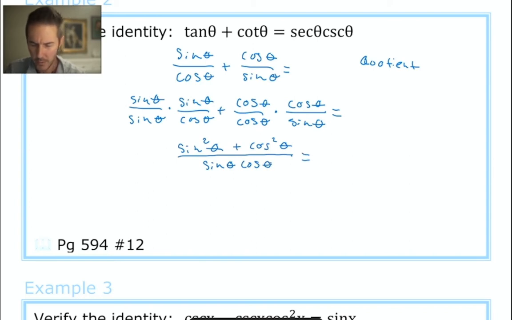I'm still hoping that this is going to turn out to equal the right-hand side. I'm seeing some good things because secant is 1 over cosine and cosecant is 1 over sine, and those things I have in my denominator now, so that's good. I need my numerator to be a 1. Oh, guess what sine squared plus cosine squared equals? By the Pythagorean identity, it's equal to 1. So all we did in our second step was make a common denominator.